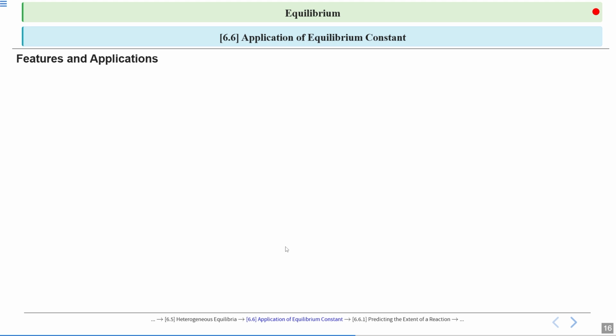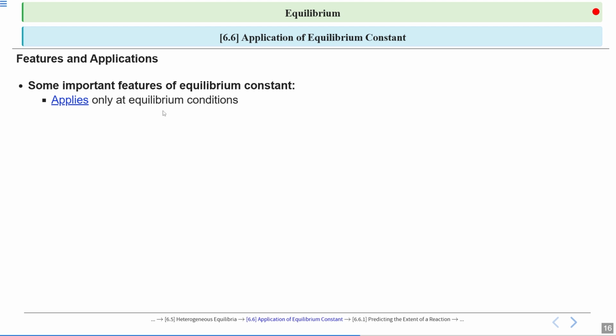Now moving on to the application part of the equilibrium constant. So we know that the equilibrium constant is calculated using the formula Kc is equal to product concentration by reactant concentration. But what is the use of it? Why are we calculating it? So that is the most important part.